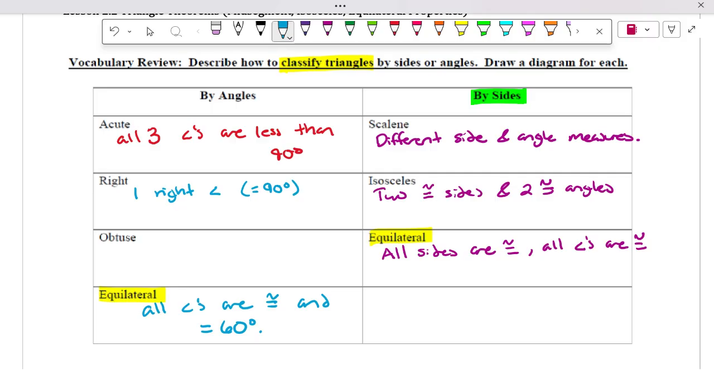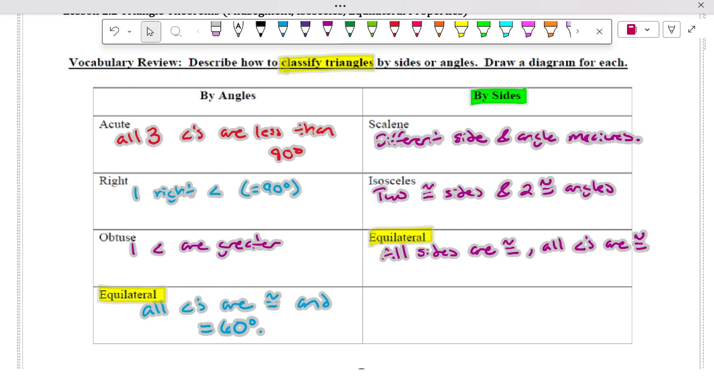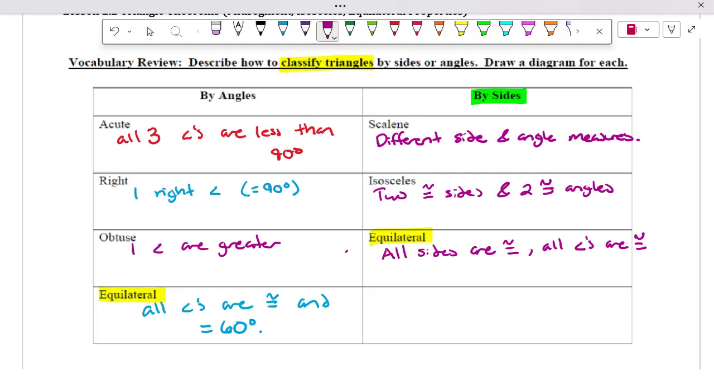Obtuse. What does it mean to be obtuse? One angle greater than 90 degrees. Why can it only be one? Right. If you have two angles over 90, it's probably going to go past 180 just with those two angles alone.